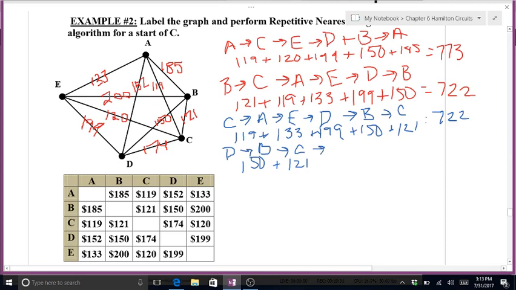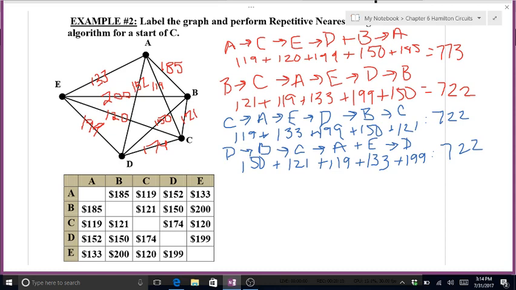From C, we're going to head on over to A. It's 119. From A, we have to go to E. So A to E is 133. And from E, we have to go back to the starting point. So E to D is 199. 199, 133, 119, 121, and 150. Another grand total of 722. So far, it looks like that's going to be our smallest.